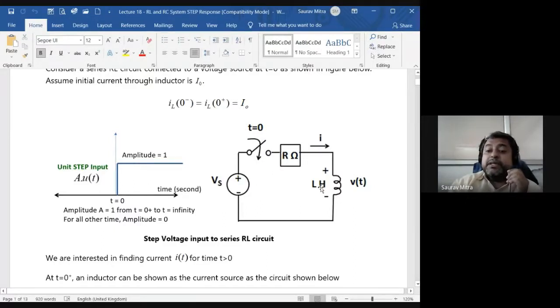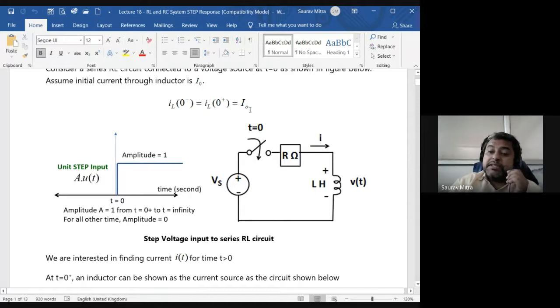Now there is an assumption. There is an assumption that this inductor was holding some current from the beginning. Whenever the switch was open, we could not say that the inductor current is 0. The inductor was holding some current in the beginning, which is called I0.